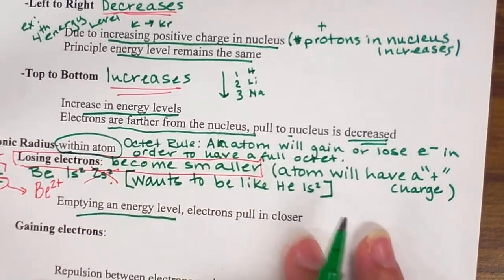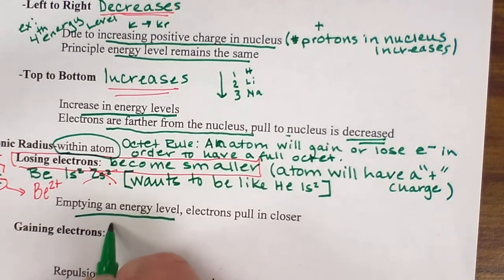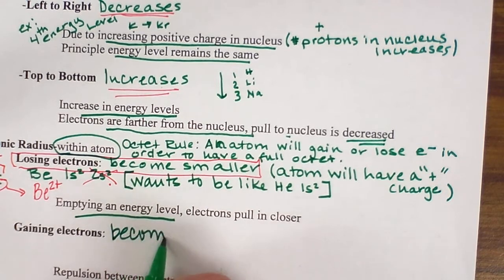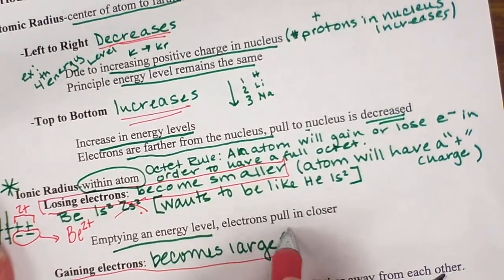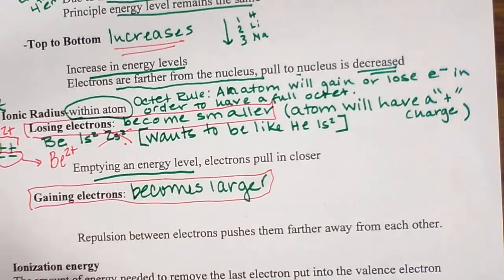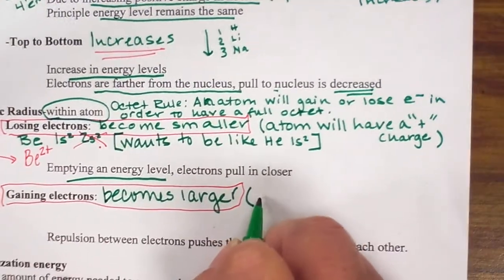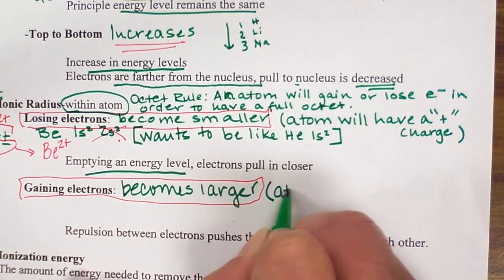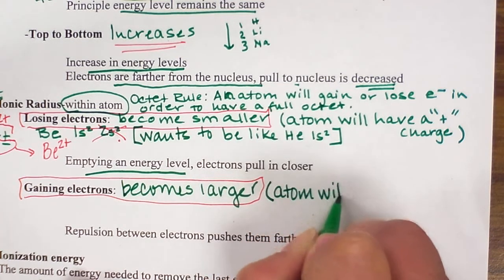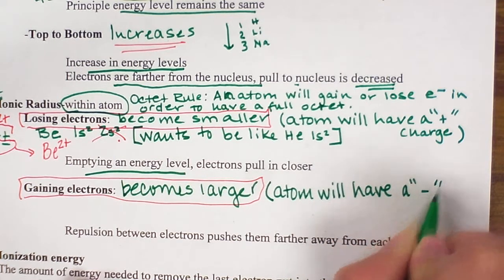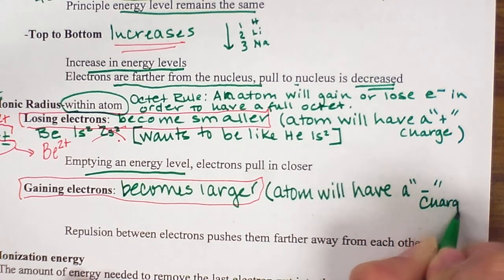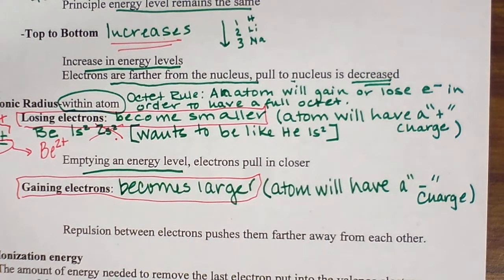Okay, so gaining electrons, it's going to get bigger. It becomes larger. So why is that? Let's box this because that is the trend, and we are trying to isolate that trend since that's the whole goal here. And when it becomes larger, the atom will have a negative charge. Okay, so why does it become larger?